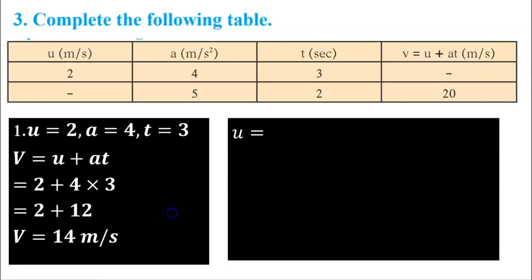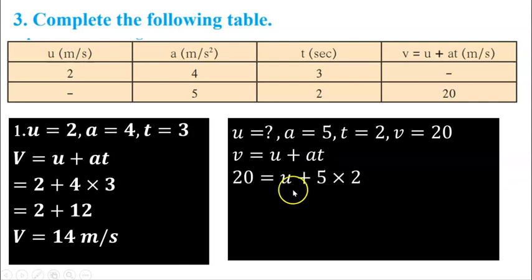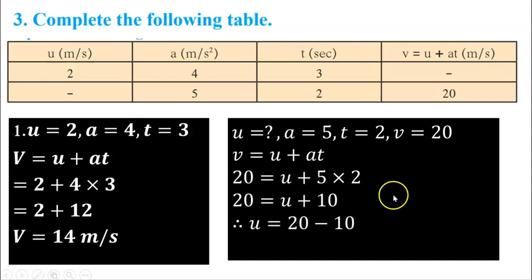Okay. For the next, we have a is equals to 5, t is equals to 2, v is equals to 20. We want to find out u. पुन्हा तोच फॉर्म्युला या ठिकाणी घेणार. v is equals to u plus at. v means what? 20 is equals to u plus a is 5, t is 2, and simplify it. That is 20 is equals to u plus 10, and therefore u is equals to 20 minus 10, and hence you will get u is equals to 10 meter per second.